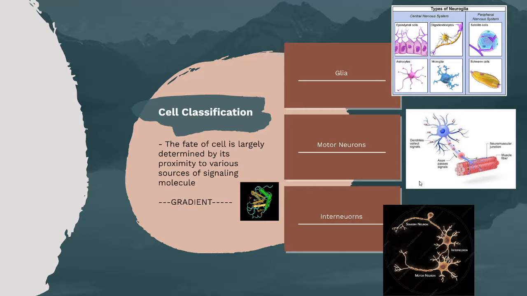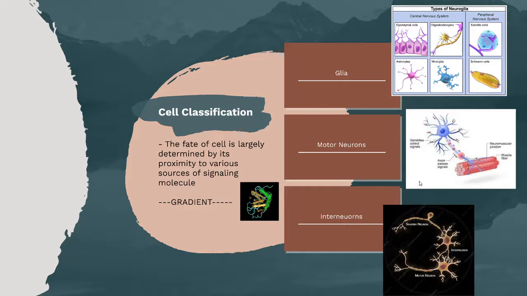Cell classification is an important role in this step. The fate of a cell is largely determined by its proximity to various sources of signaling molecules. For example, the signaling molecule sonic hedgehog is released from the mesoderm. Cells close to the sonic hedgehog become glial cells. Glial cells can be ependymal cells, oligodendrocytes, astrocytes, microglia, satellite cells, or Schwann cells. All of these cells help support and nourish the neurons.